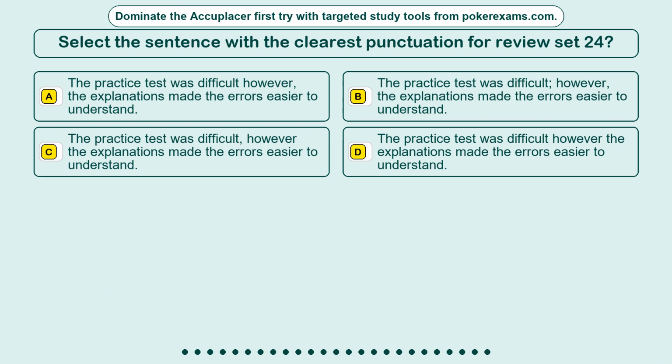Question 19. Select the sentence with the clearest punctuation for review set 24. Option A. The practice test was difficult, however, the explanations made the errors easier to understand. Option B. The practice test was difficult, however, the explanations made the errors easier to understand. Option C. The practice test was difficult, however, the explanations made the errors easier to understand. Option D. The practice test was difficult, however, the explanations made the errors easier to understand.